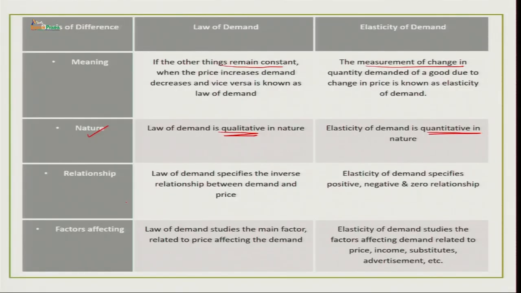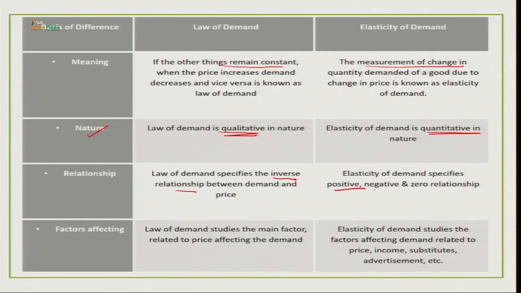If you look at the relationship, in law of demand, we are only establishing the relationship between the price and the demand, right. Law of demand specifies that there is an inverse relationship because we are only studying the impact of price on demand, and price is inversely related to the demand. So, here the relationship will only be negative or inverse, whereas elasticity can establish the relationship between the price, income, taste and preference, price of related goods. So, here the relationship can be positive, negative, or there can be a zero impact.